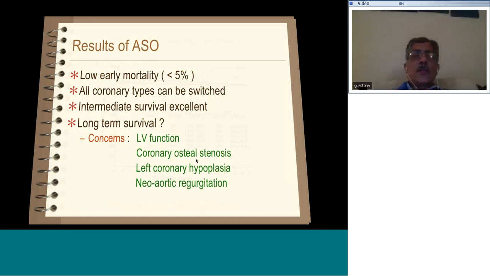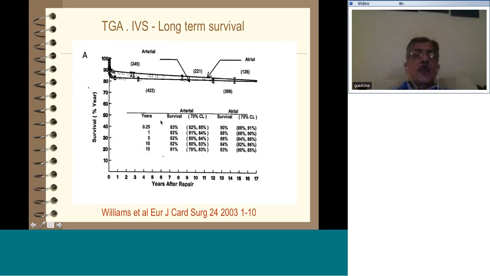So here are some survival curves. This is from a very early series, but even in that series, you could see that after an initial mortality, which was high in the early days but no longer so, the survival plateaus off. That means there's practically no late mortality in patients after an arterial switch procedure, whereas the upper curve, for an atrial switch procedure, still has a slow regression of survival as you follow up these patients.